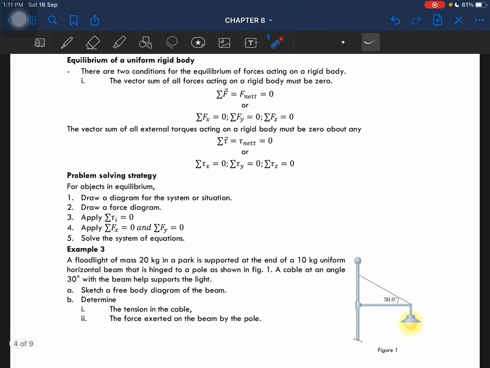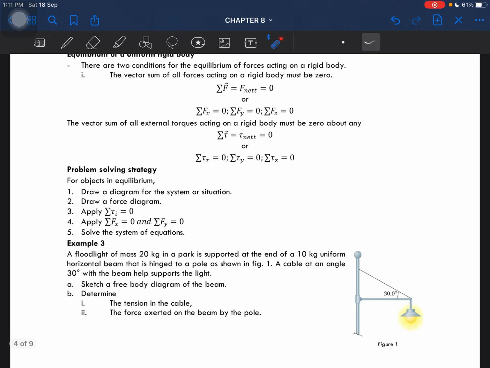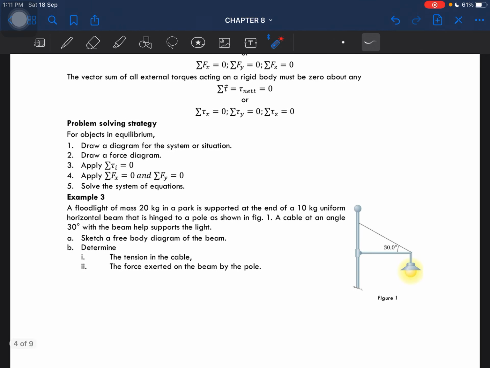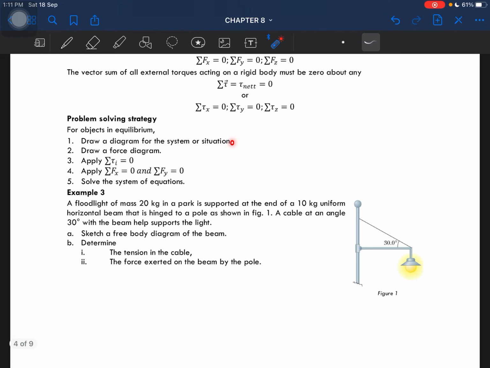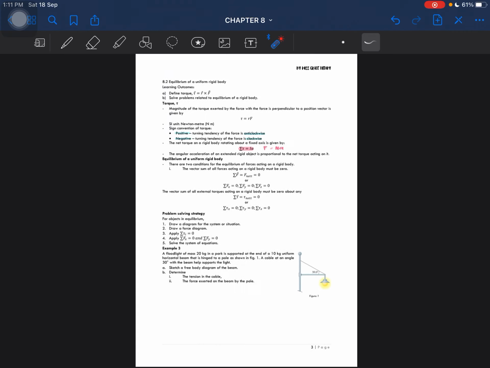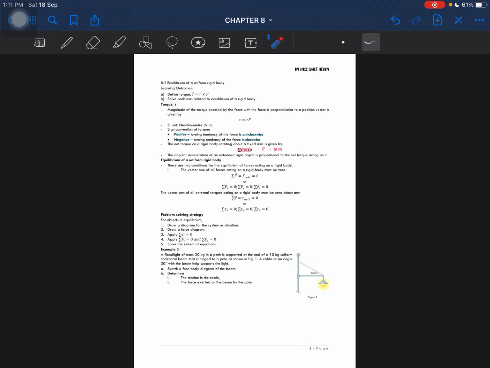So, problem solving strategy. If the object is in equilibrium, you should firstly draw a diagram for the system or the situation, and then draw a force diagram, apply these two equations, and then solve the system of equations. Okay, right, so that is basically the theory part for subtopic 8.2.